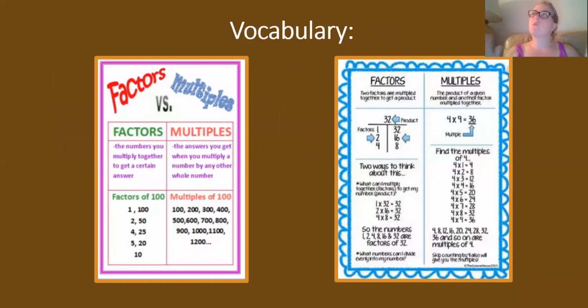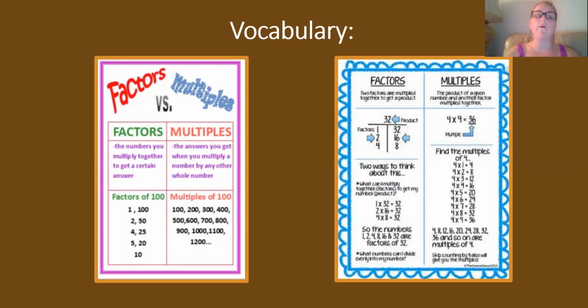Okay, so our focus this week is really factors, multiples, and determining if a number is prime or composite. That's pretty much what we're going to be doing. So before we can do that, we have to know what is a factor and what is a multiple. So a factor, I like the way that this chart explains it. Factors are numbers you multiply together to get a certain number.